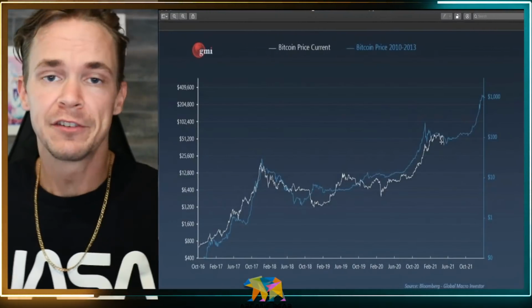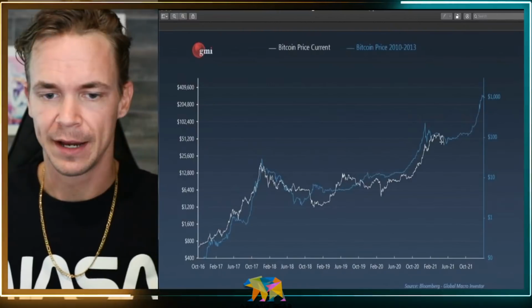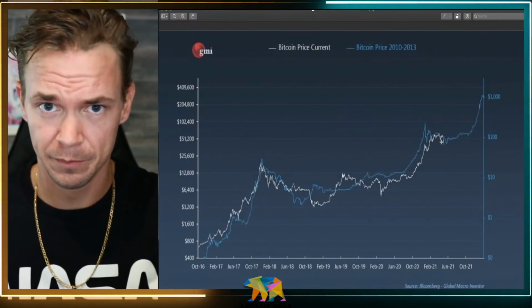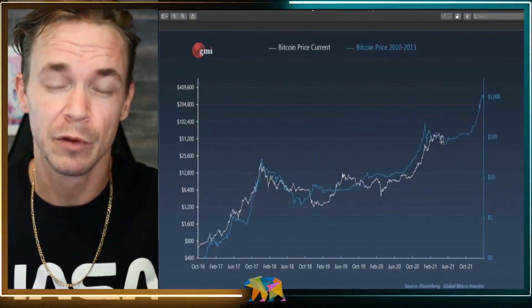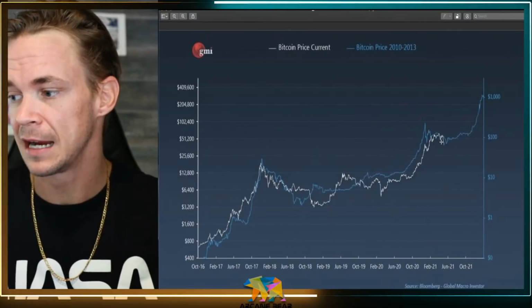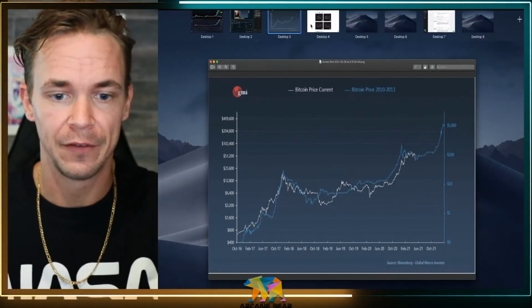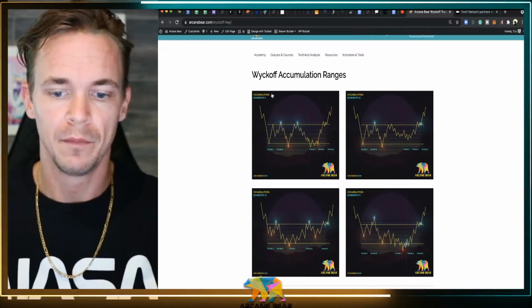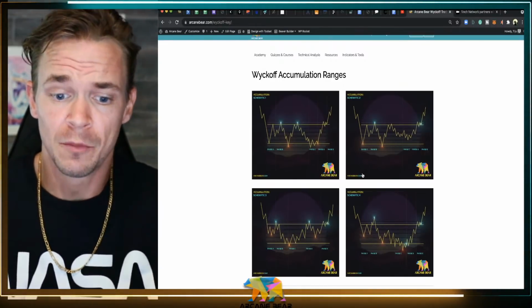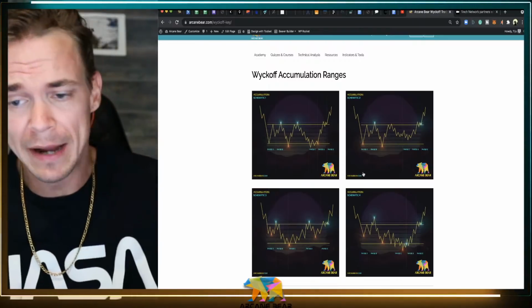So I do not actually believe that this is the bear market cycle. I believe that this cycle is designed right now by the bigger players to get rid of all the small players by boring them with basically sideways price action and all of this nonsense talk on Twitter. So again, we've been studying the Wyckoff accumulation ranges for quite some time, so much so that we have our own schematics drawn out here.